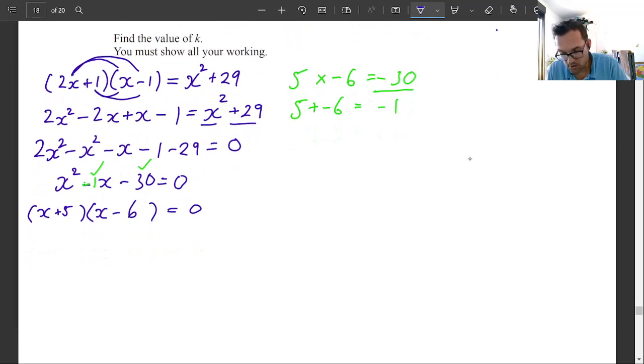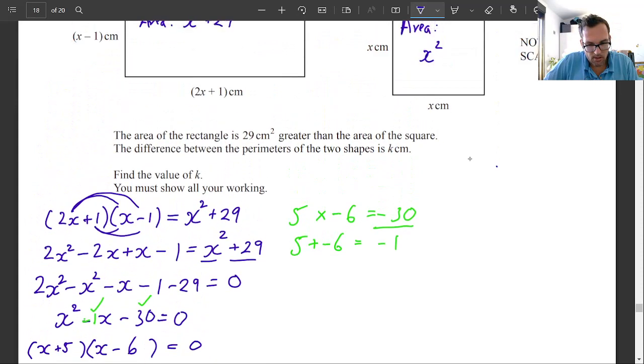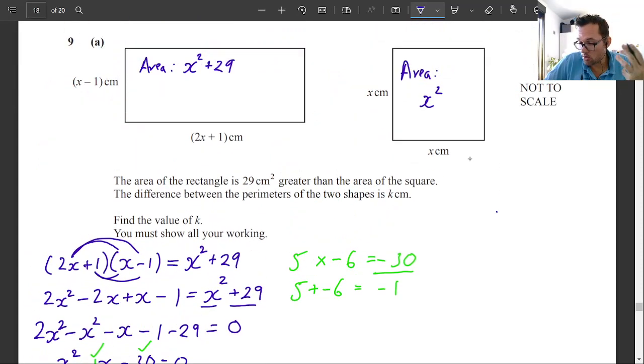We can now solve this. We do x plus 5 equals 0. That means x is minus 5. Or x minus 6 is 0. So x could be 6. Sweet. So what is x? Minus 5 or 6? Well, when it comes to lengths, in this case, there's no negative. So I assume x is 6. Alright, so x must be 6. Good.